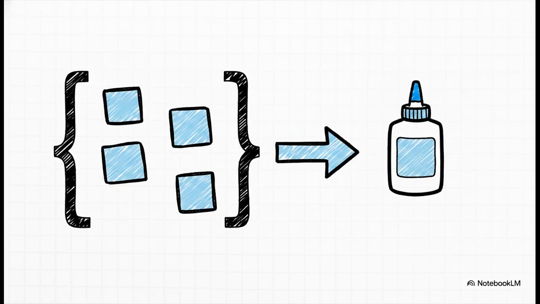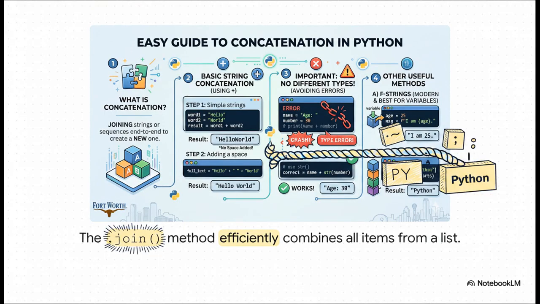But what about this? What if you don't have just two strings, but a whole list of them? Maybe dozens, or even thousands. You could try to loop through and add them one by one, but that's kind of slow. For this exact problem, we have an incredibly efficient tool called the .join method. Think of the join method as your glue. First, you decide what the glue is going to be. Maybe it's a comma, maybe a space, or maybe, like we'll see, it's nothing at all. Then you tell it to stick all the items in your list together using that glue.